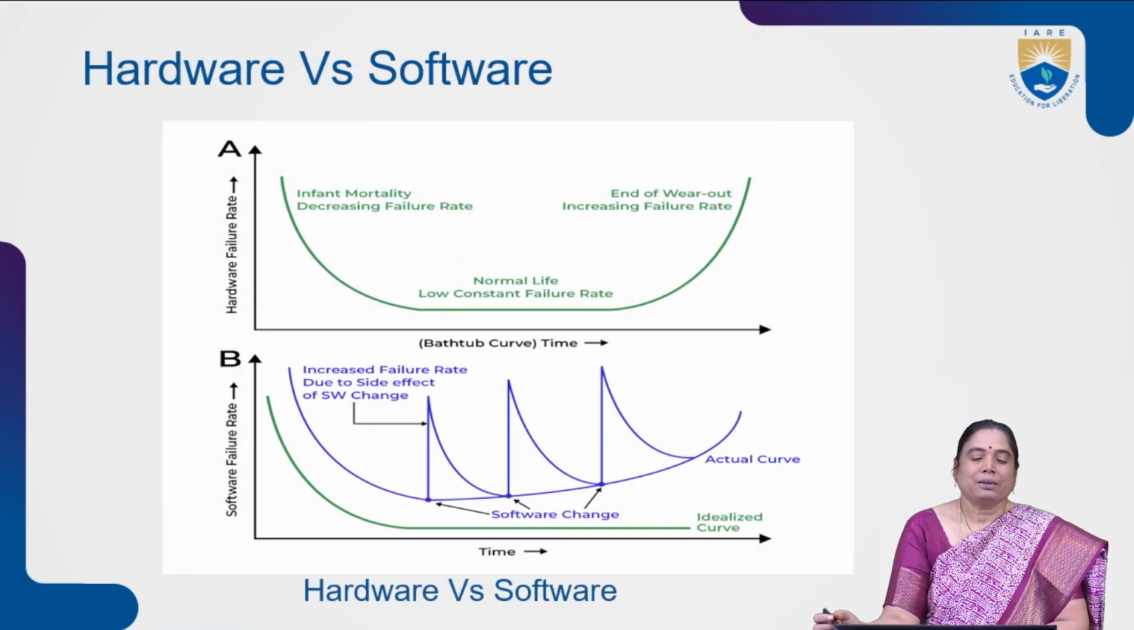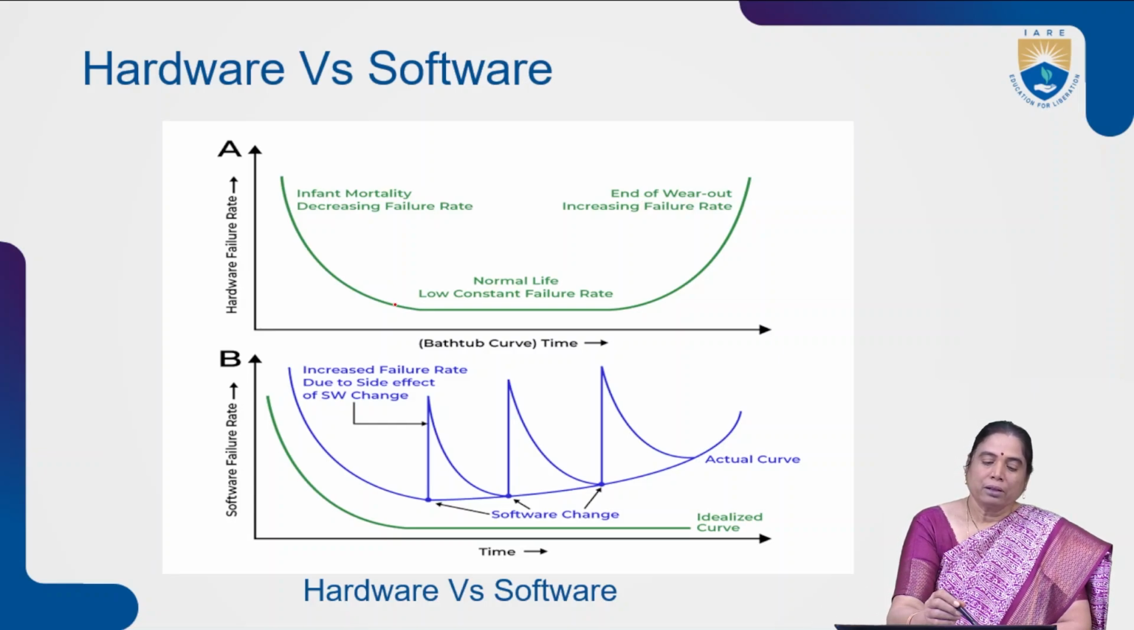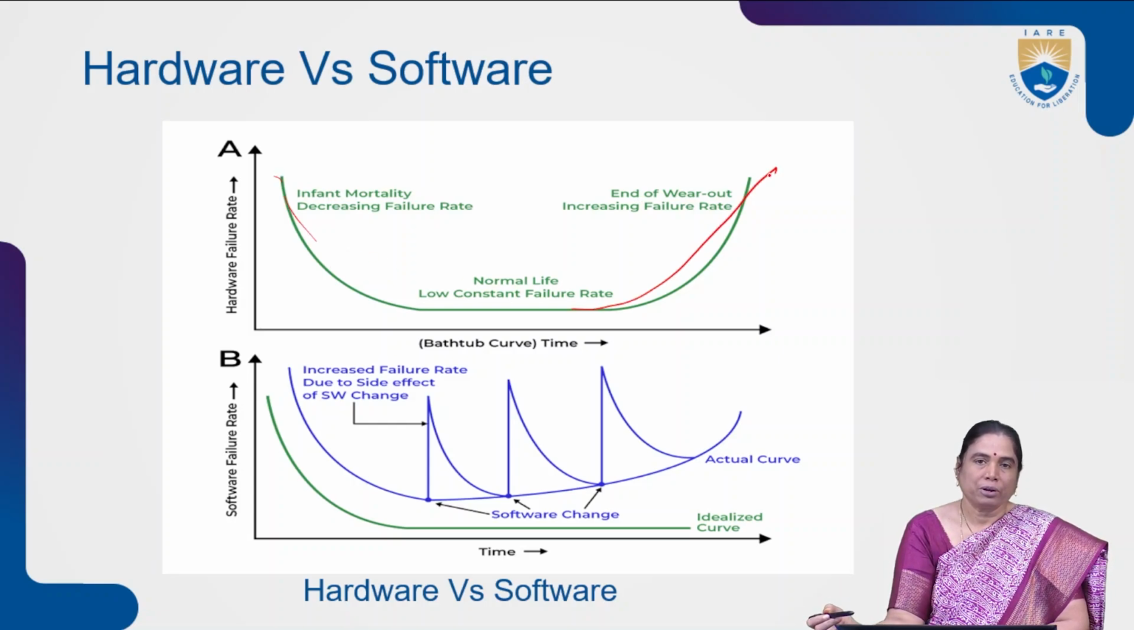The basic difference between hardware and software is that as time passes, the failure rate increases in the case of hardware, so it can wear out. In the case of software, through maintenance, the continuous, accurate and efficient working of the application continues over time.